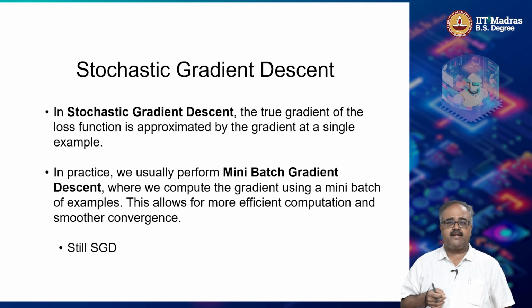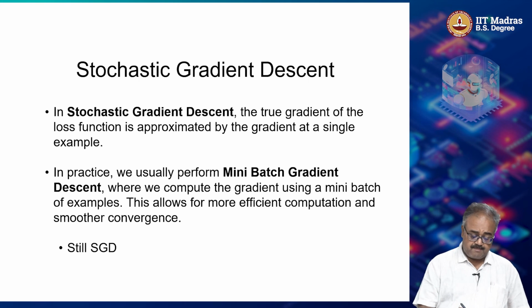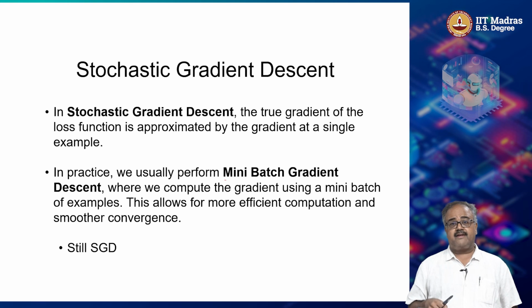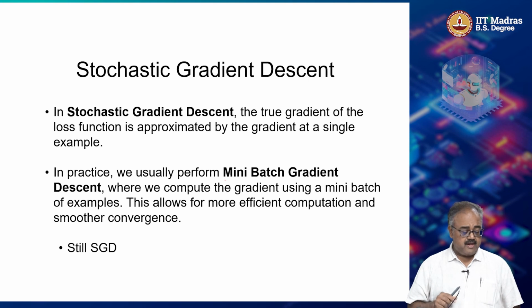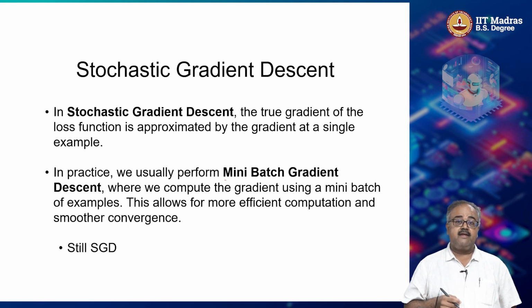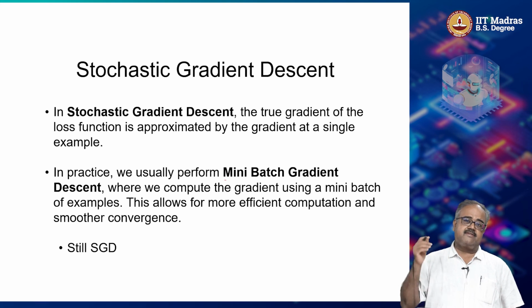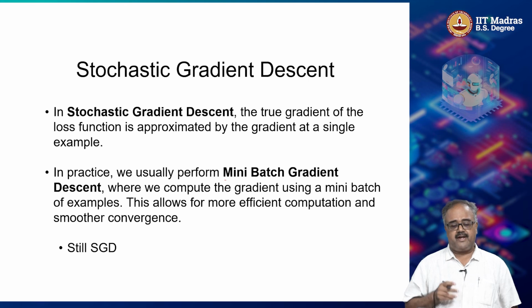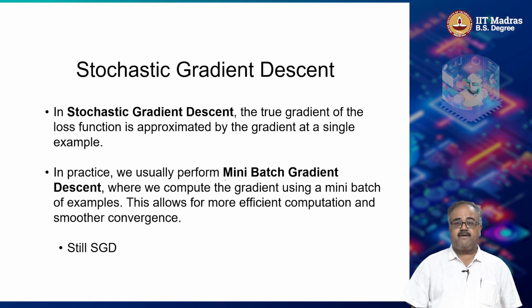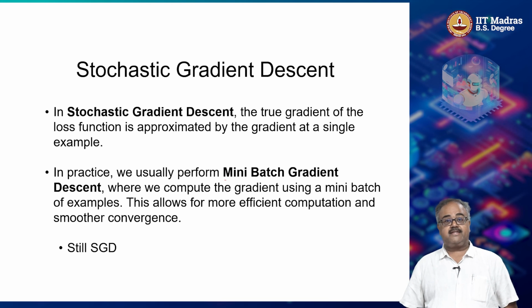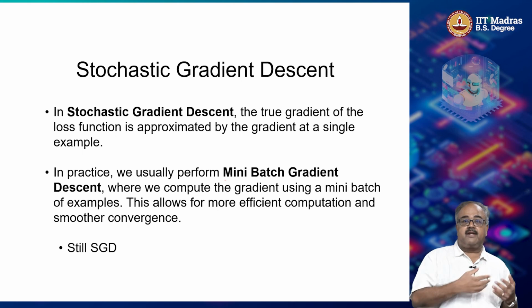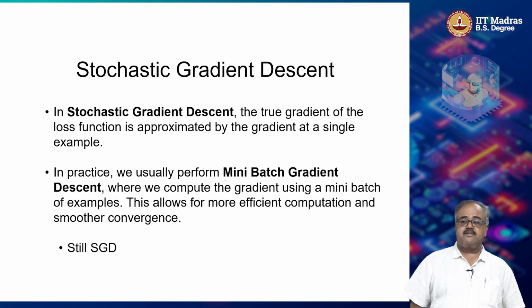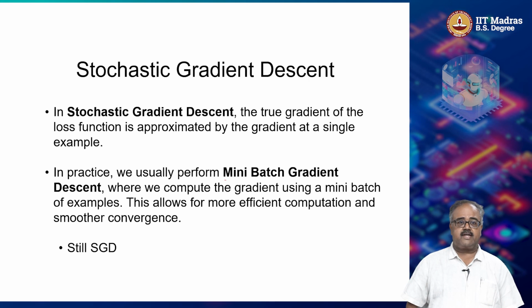So it's a stochastic gradient descent, and in fact we typically end up doing mini batch gradient descent, as we'll see in a bit. Even with mini batch gradient descent, it is still only an approximation of the gradient, and therefore it is still SGD. It allows for smoother convergence, and in fact a much better estimate of the gradient. Sometimes you get arbitrarily close to the true gradient, but since it's not guaranteed, it's still stochastic gradient descent. It's not true gradient descent, but it's okay.